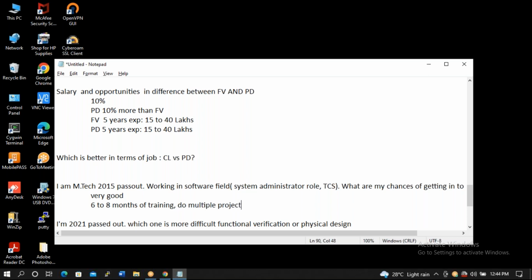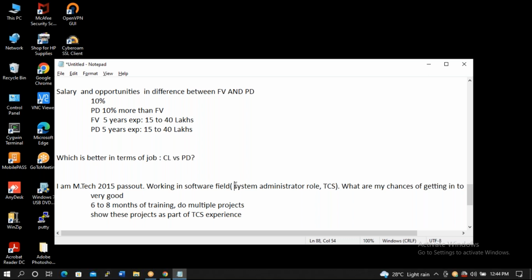Do multiple projects. Show these projects as part of your company experience, in this case, TCS experience, because TCS also has a VLSI division. Does TCS have a VLSI division? They have a small VLSI division, maybe 100 employees, 80 employees, right? And when you say that you worked in the VLSI domain at TCS, they will have it.